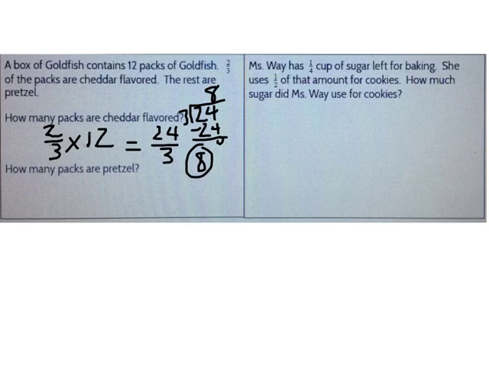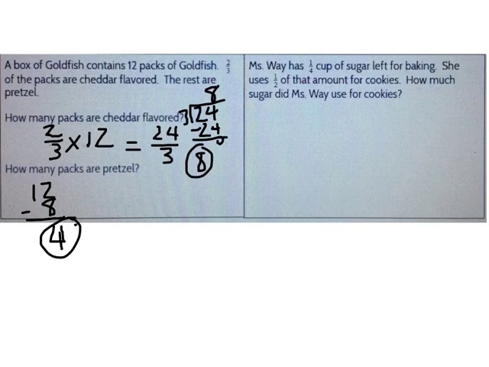The rest are pretzel. I know there are 12 total packs. 8 of them are cheddar flavored and the rest are pretzel. What operation should I use to find how many packs are pretzel? I need to subtract to find the difference and find the remaining packs. What's 12 minus 8? 12 minus 8 is 4. 4 packs are pretzel.